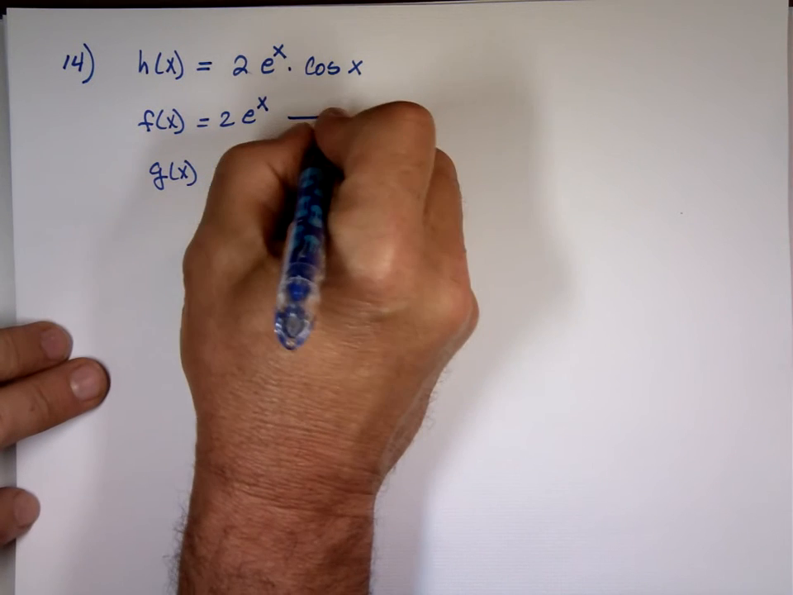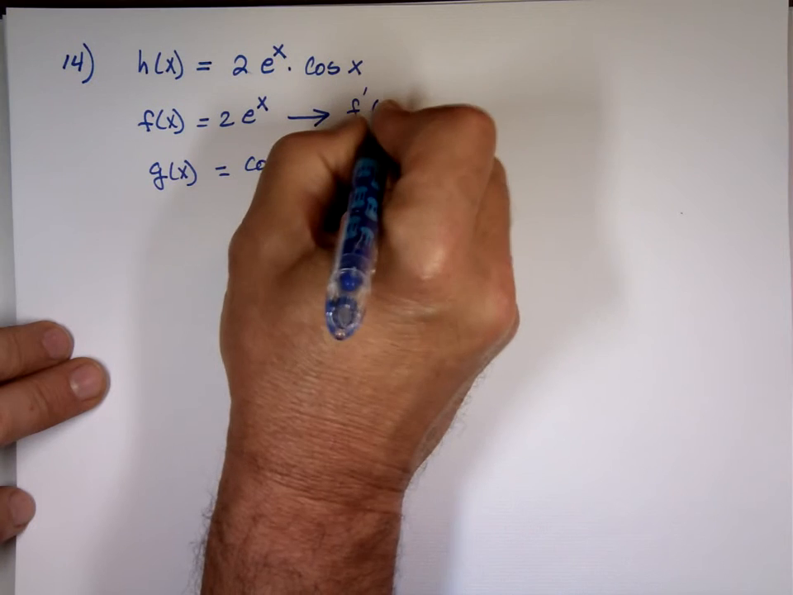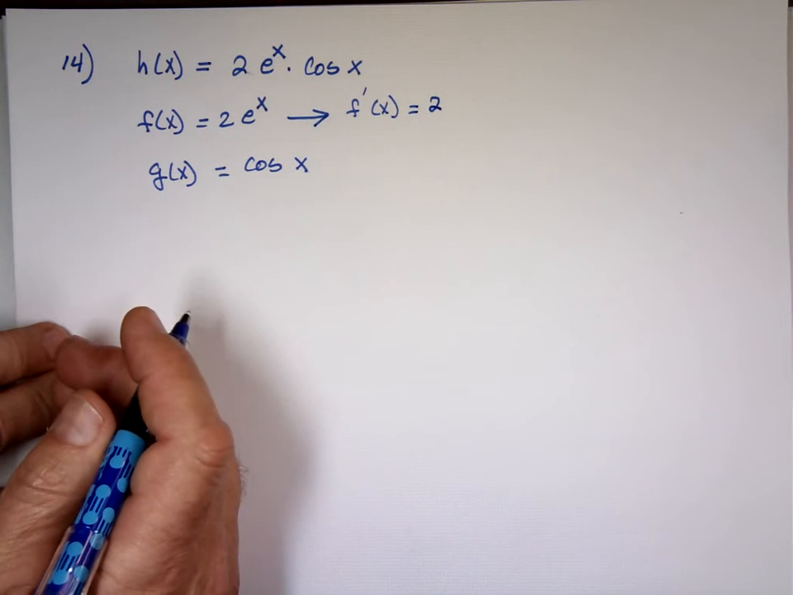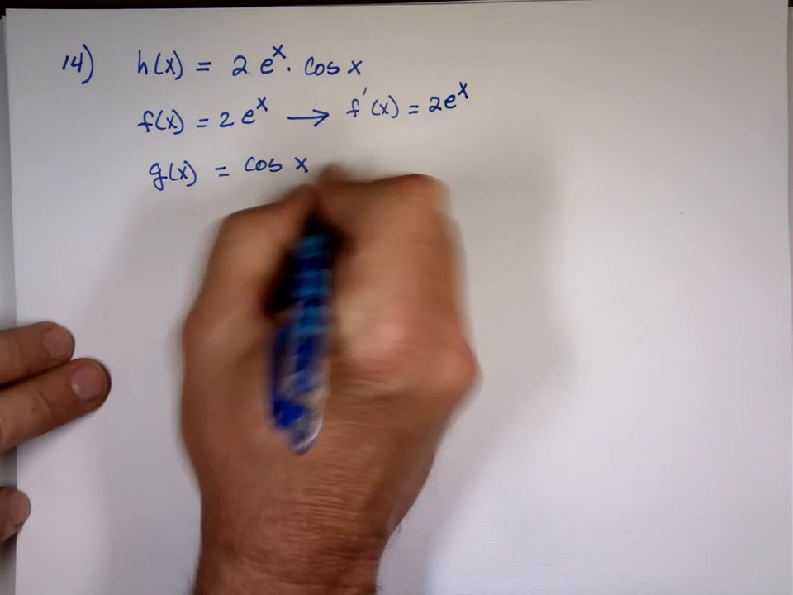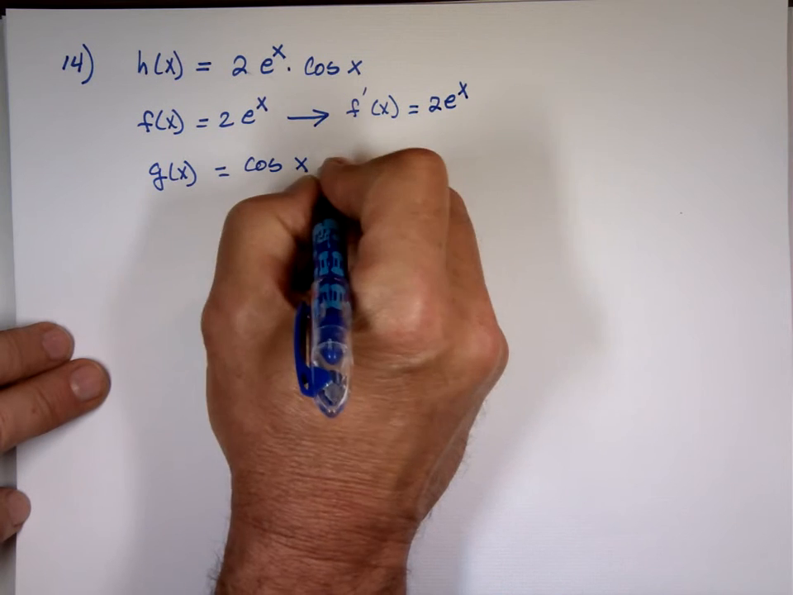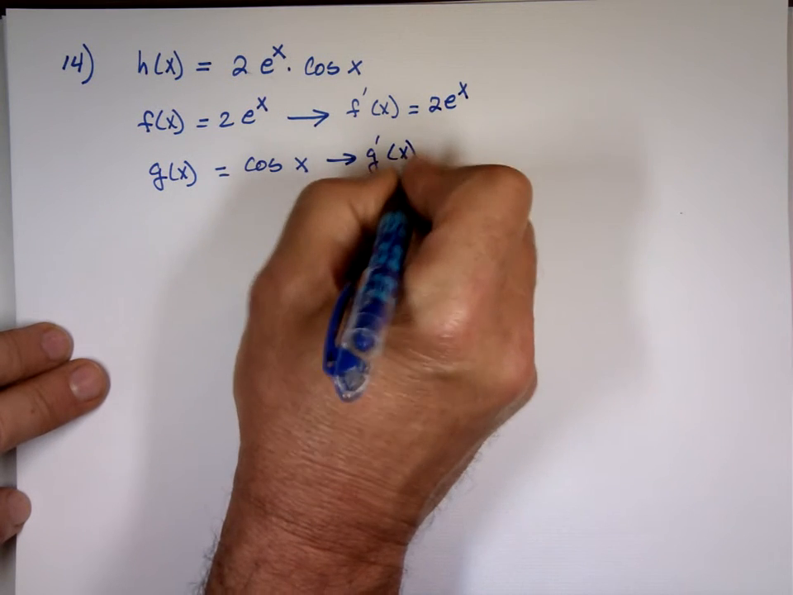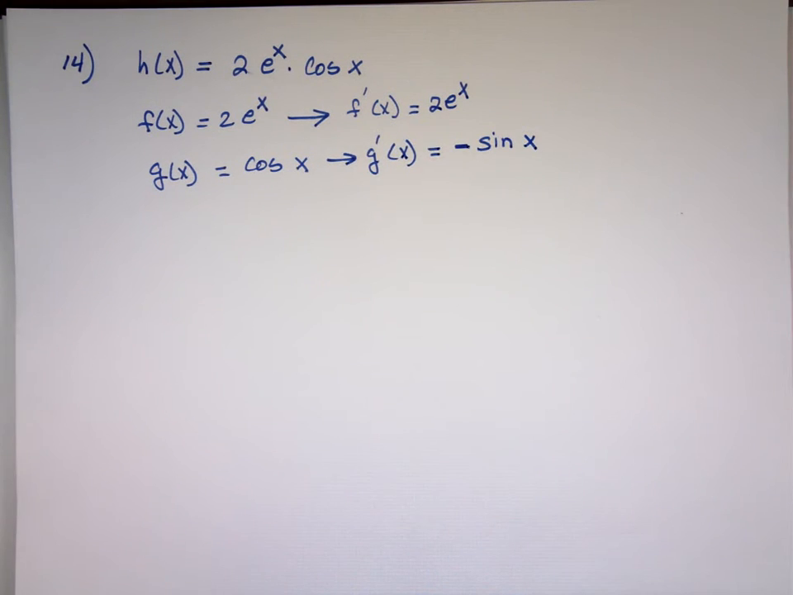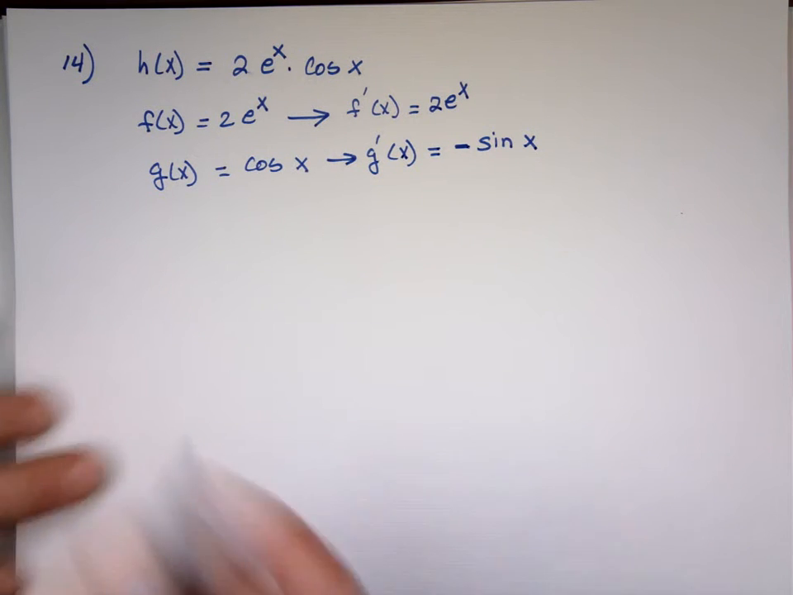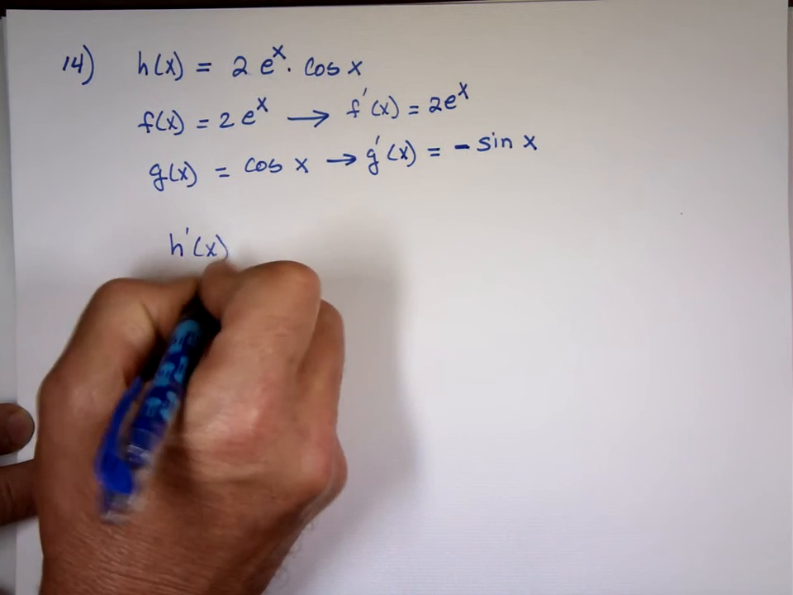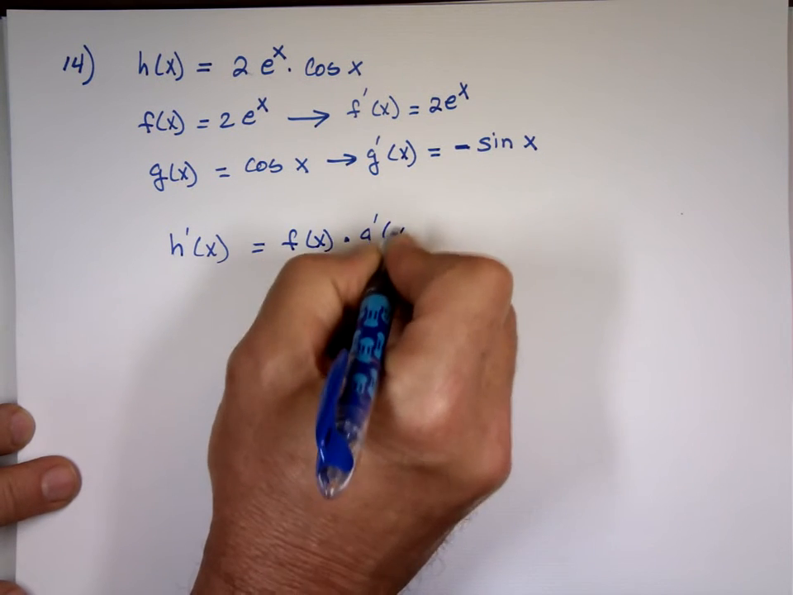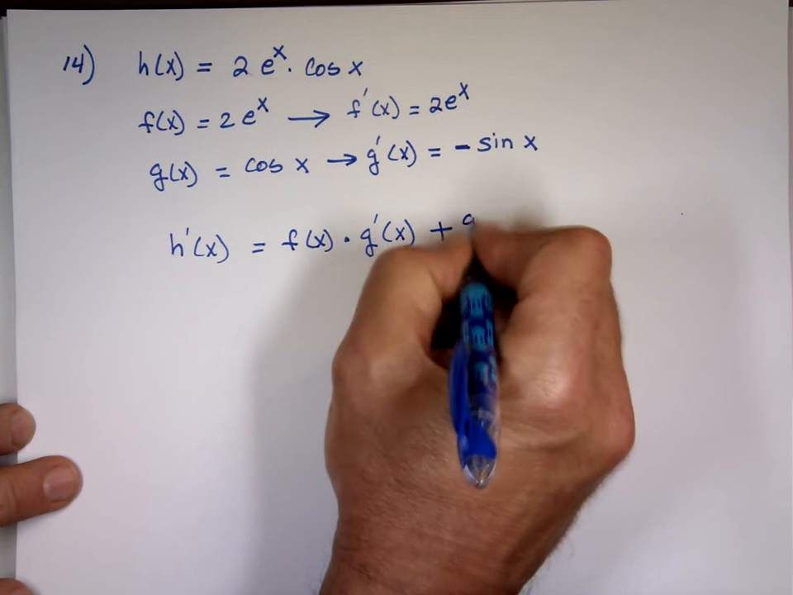The derivative of f is what? The 2 is a constant. Don't worry about it. What's the derivative of e to the x? E to the x. Cosine. What's the derivative of the cosine? Isn't that negative sine of x? Now we have a multiplication. That's the product rule. The derivative as a function of x is f times g prime plus, not a minus, plus g times f prime.